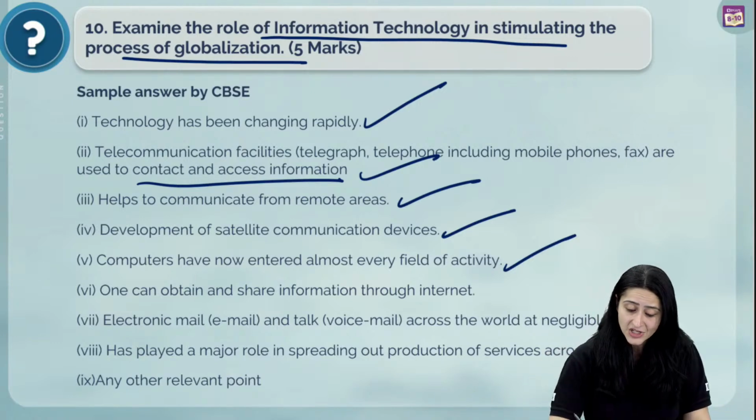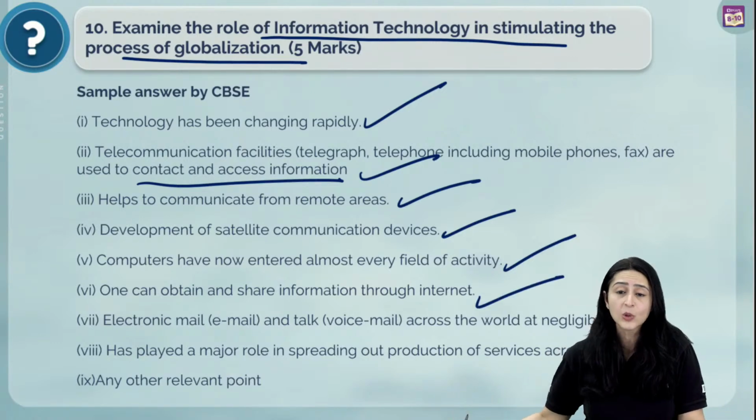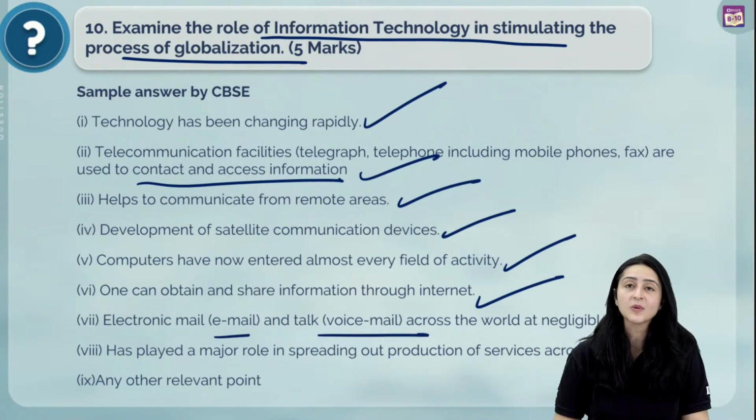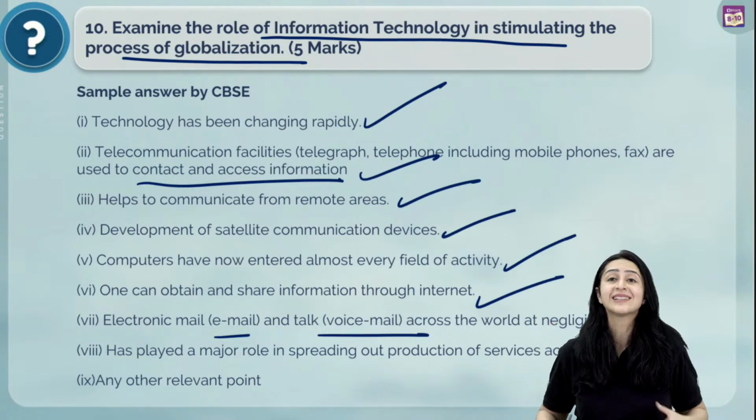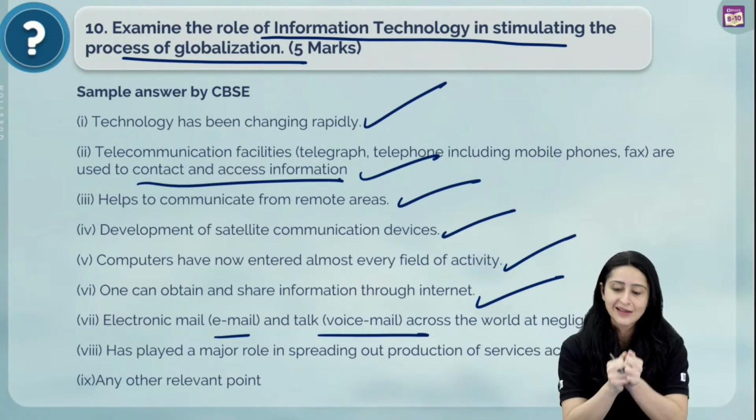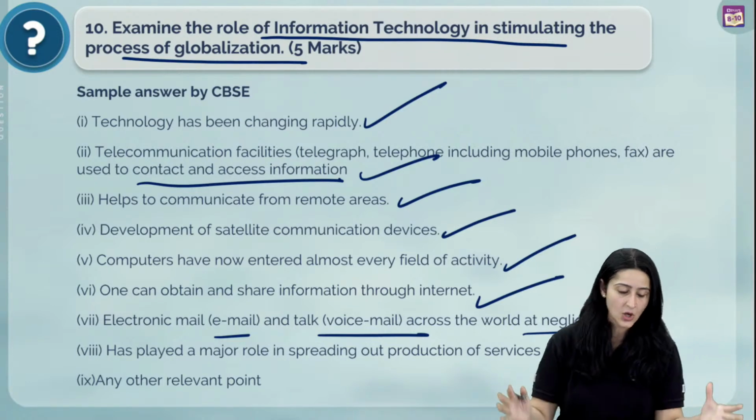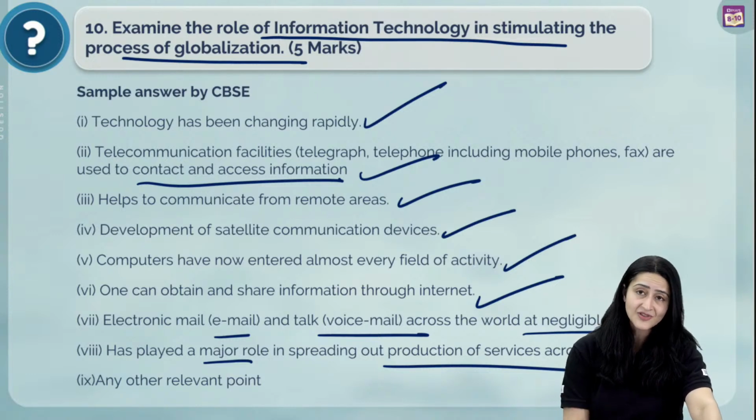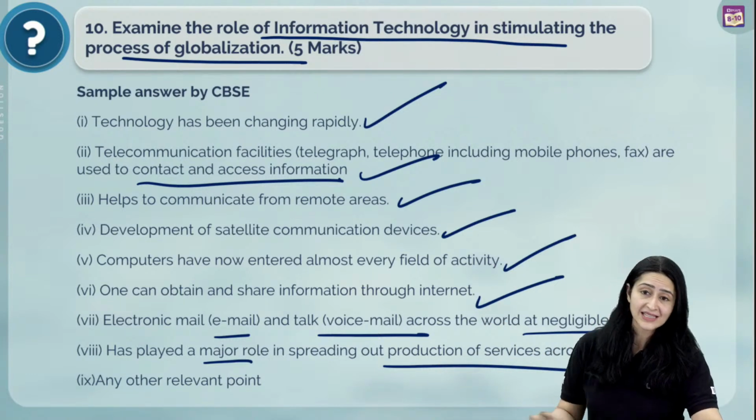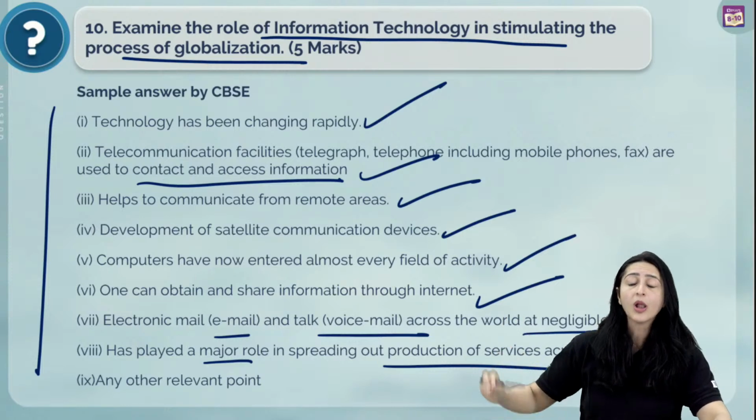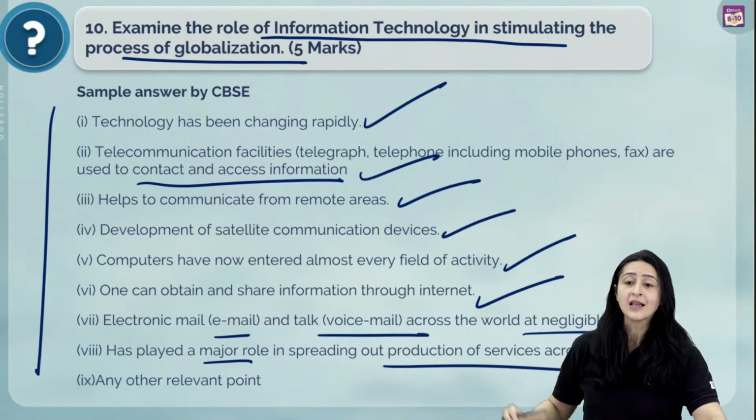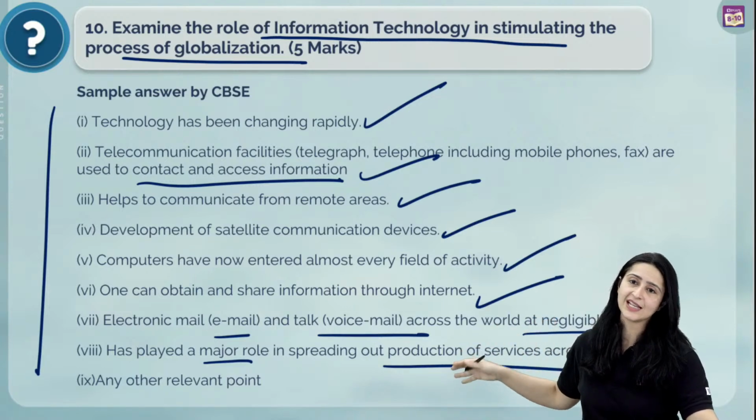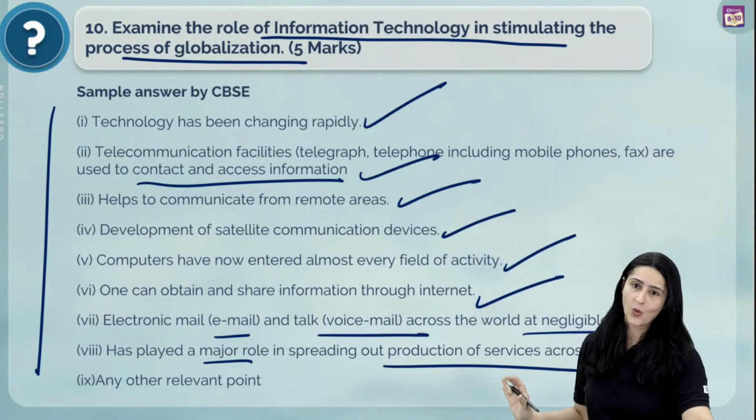One can obtain and share information through the internet. Absolutely right. Electronic email, that is email and voicemail across the world, is available at very low cost. So there is connectivity, the world comes together, and this is what globalization basically means in concept. It has played a major role in spreading out production of services across countries. So many points given by the CBSE, and this is all very, very important. Please remember this. You will have ample points to discuss and put if you follow these points over here.